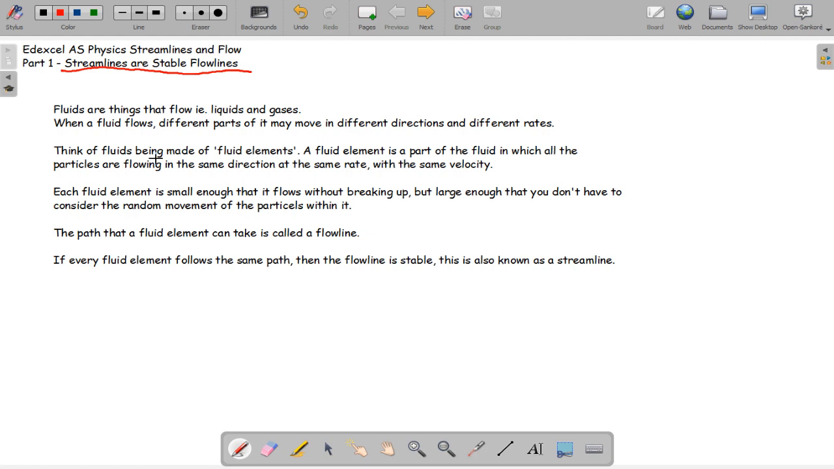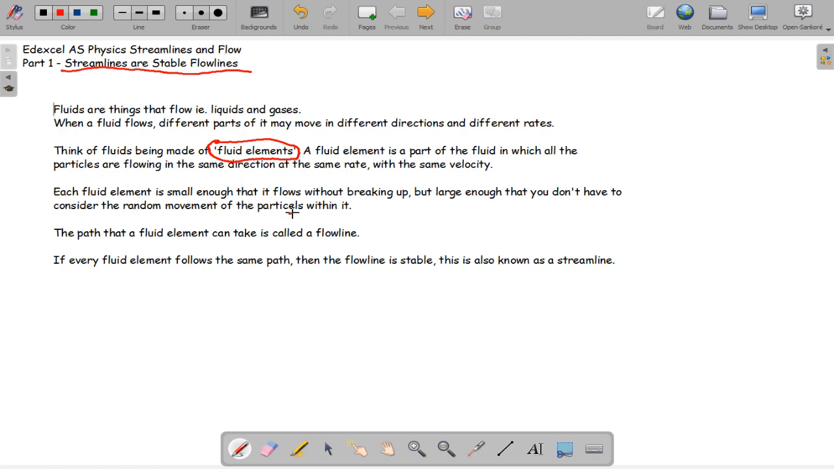Fluids are things that flow, like liquids or gases, and when the fluid flows, different parts of it may move in different directions and at different rates. So fluids are made up of things called fluid elements. This is just a technical term for the part of the fluid where all the particles are flowing in the same direction and at the same rate, so they must all have the same velocity. Each fluid element is small enough so that it flows without breaking up, but large enough so you don't have to consider the random movement of the particles within it.